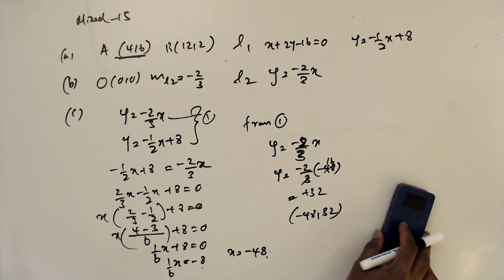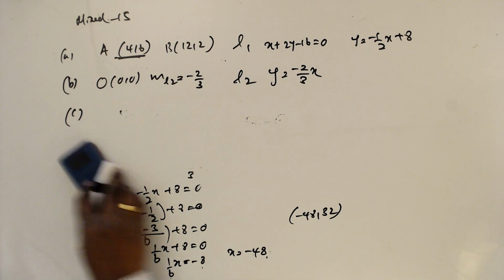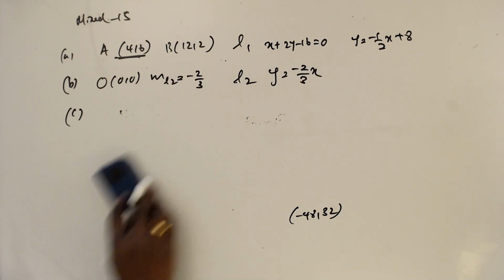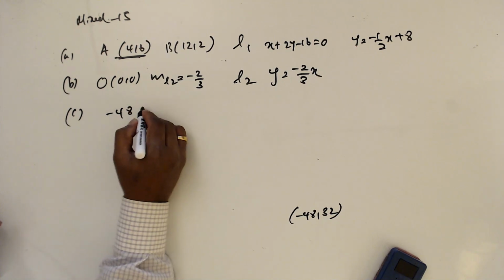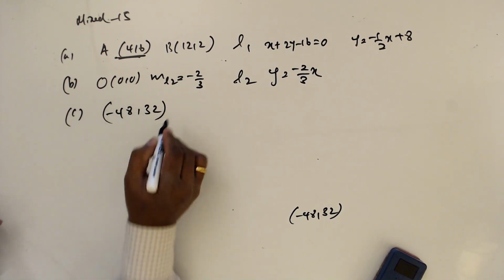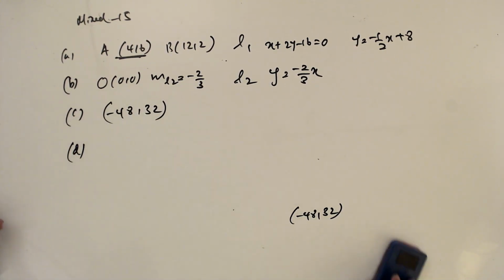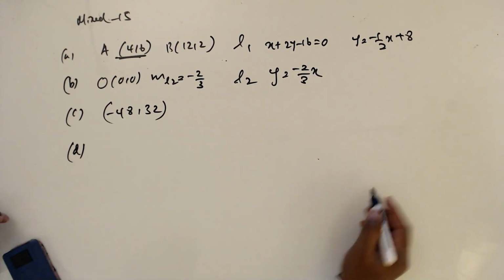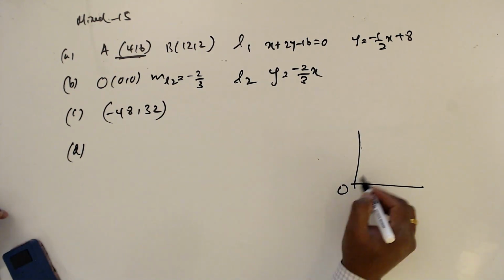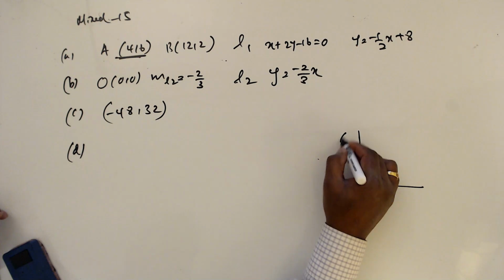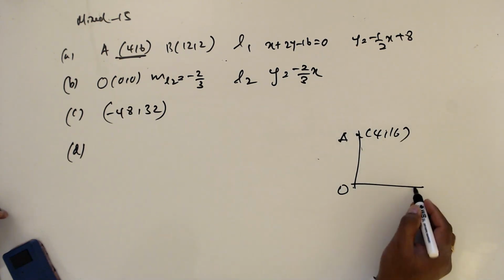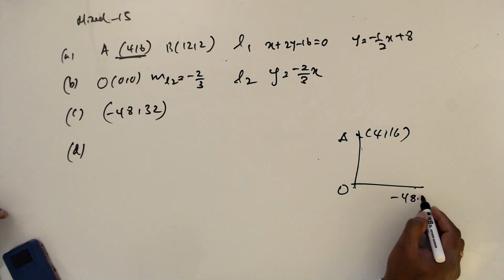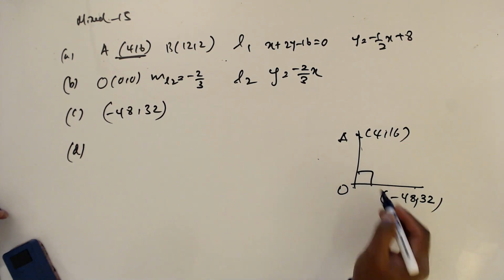Now part D, we want to show that OA (4, 16) and OC (minus 48, 32) are perpendicular.